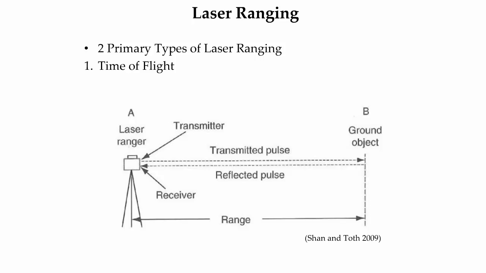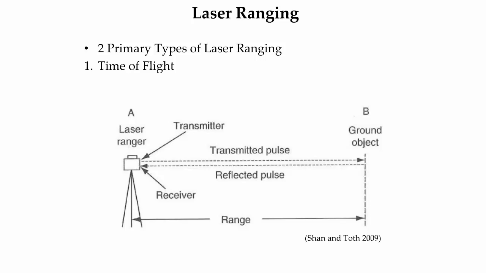There are 2 primary methods of laser ranging described by the type of laser pulse emitted. The first one is the time of flight method. For the time of flight method, the laser ranging instrument emits a very short and intense pulse of laser radiation. The pulse travels from the instrument to the object being measured and then returns back to the laser ranging device.